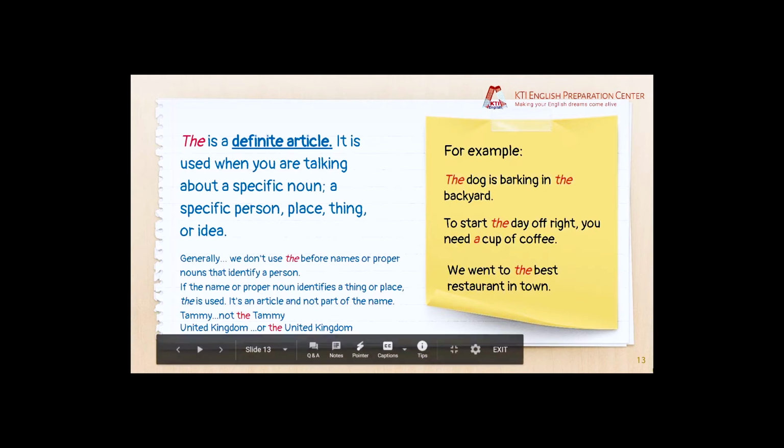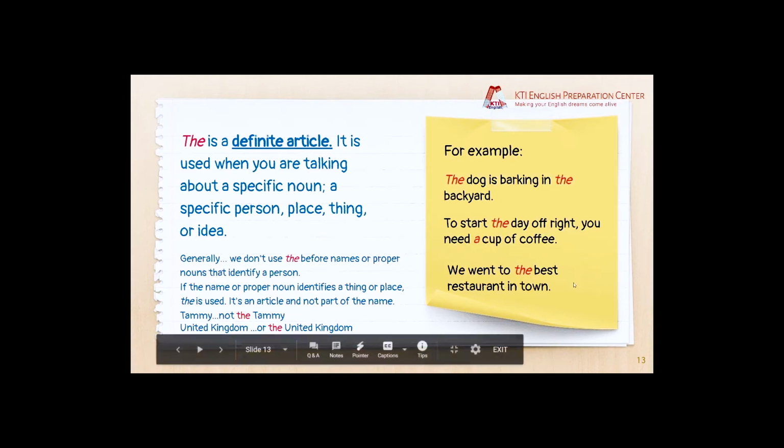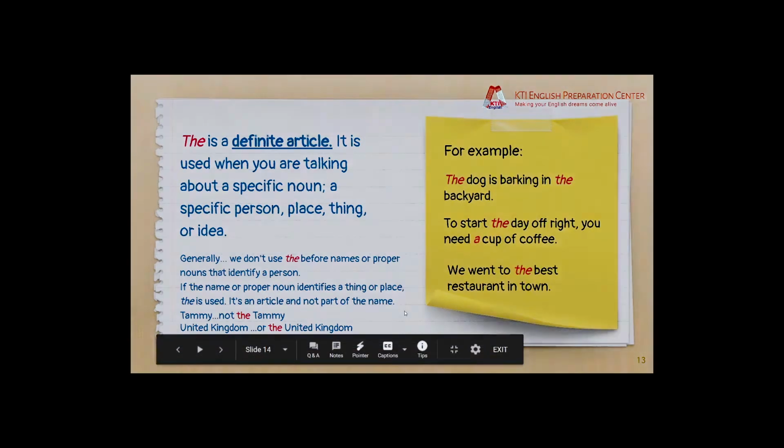So the examples on the bottom here, I just covered them up. My name is Tammy, but you don't refer to the Tammy. When you say my name, you're already talking about me specifically. So it's a definite person. We don't need the definite article with it. But when we talk about some places like the United Kingdom, we say the United Kingdom, and that's just fine. You can say United States, but often we say the United States or the United Kingdom.